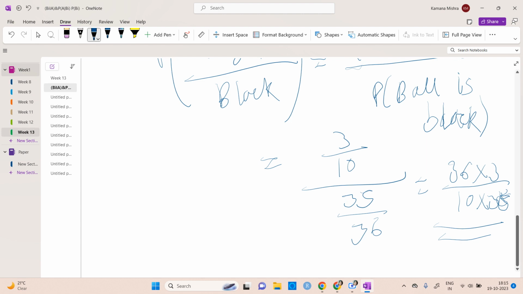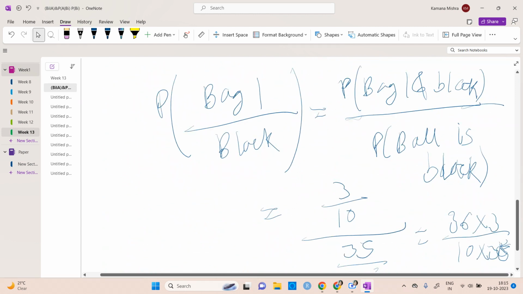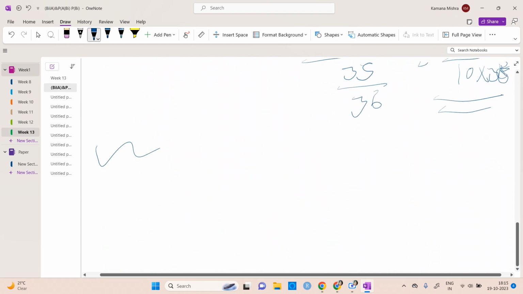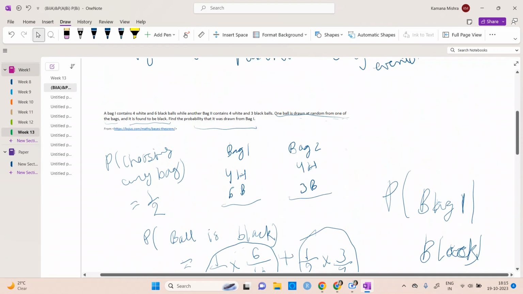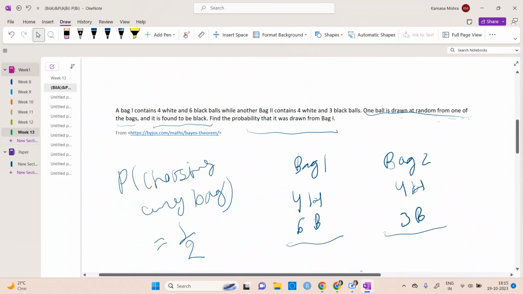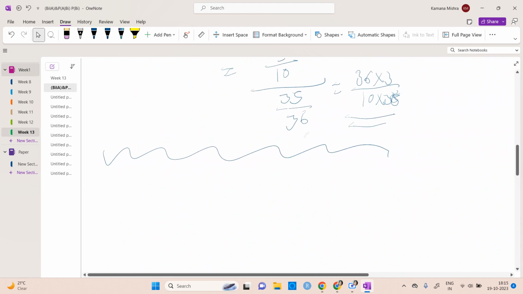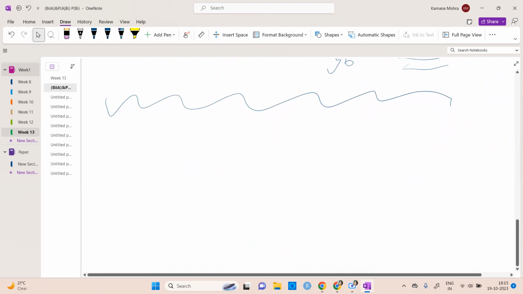I think it's clear now, is it? You can have this type of question in Bayes theorem. Firstly you are given one condition that has already happened, and then you need to find, if this has happened already, what is the probability that this event happened because of this particular region, right?